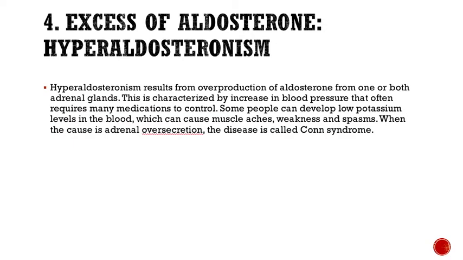Excess of aldosterone, which is also known as hyperaldosteronism. Hyperaldosteronism results from overproduction of aldosterone from one or both adrenal glands. This is characterized by increase in blood pressure that often requires many medications to control. Some people can develop low potassium levels in the blood, which can cause muscle aches, weakness, and spasms. When the cause is adrenal oversecretion, the disease is called Conn syndrome.